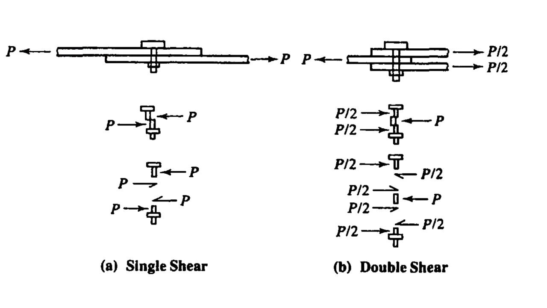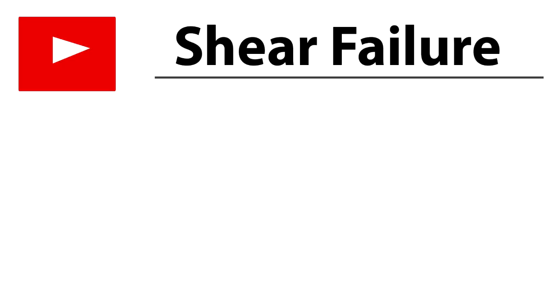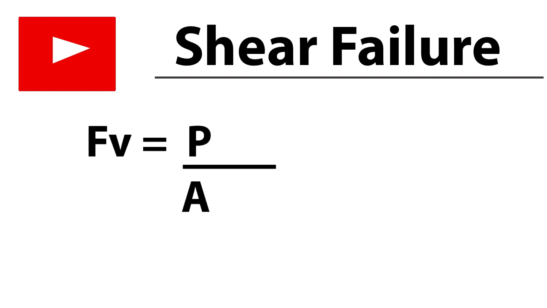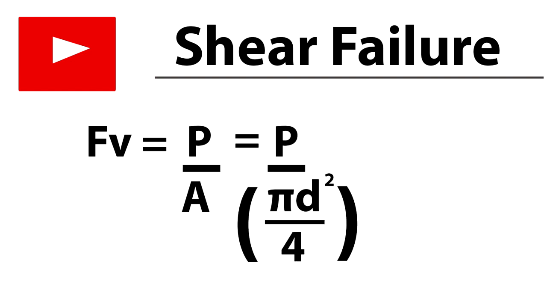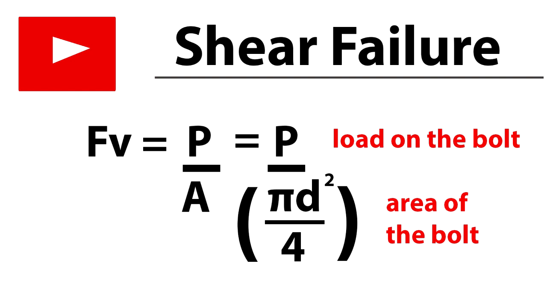The figure shows that bolts can be in single shear or double shear. When the bolt is in double shear, two cross-sections are effective in resisting the load. The bolt in double shear will have twice the shear strength of a bolt in single shear. Now we can write the formula for the average shearing stress in the bolt as Fv = P/A, or P over (pi d squared over 4), where P is the load acting on the bolt and A is the cross-sectional area of the bolt.